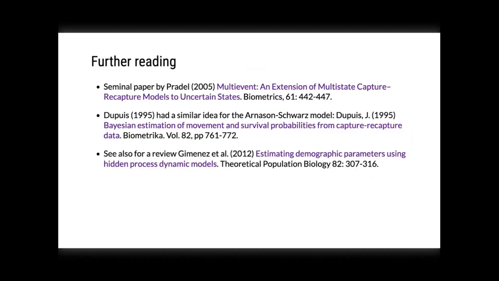Okay, further reading. The original paper on multi-event models by Roger Pradel in Biometrics in 2005. And then this paper by Jérôme Dupuis in 95, who had kind of the same idea as Roger, but for one specific model, the multi-site model. Then Roger extended it for any kind of models. And then we wrote this review in 2012, where we reviewed multi-event models with uncertainty, in both the frequentist and Bayesian frameworks.